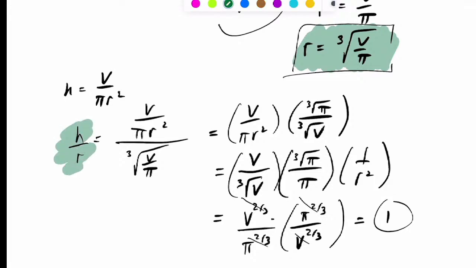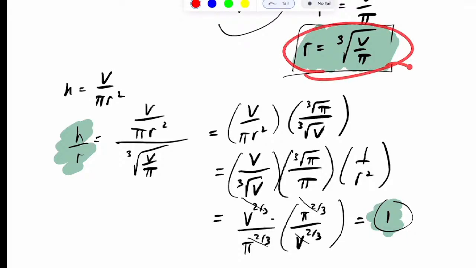So the ratio of h over r is a 1-to-1 ratio. I substituted in my r value back into here and did my algebra. I end up getting everything canceling off. You get 1 for this one. I won't put this 14 on the test though, but that's the answer.